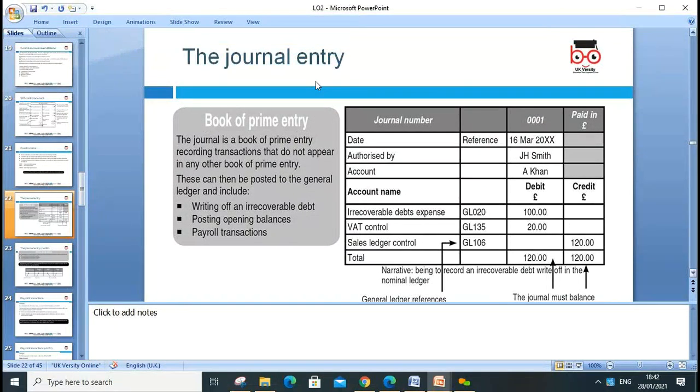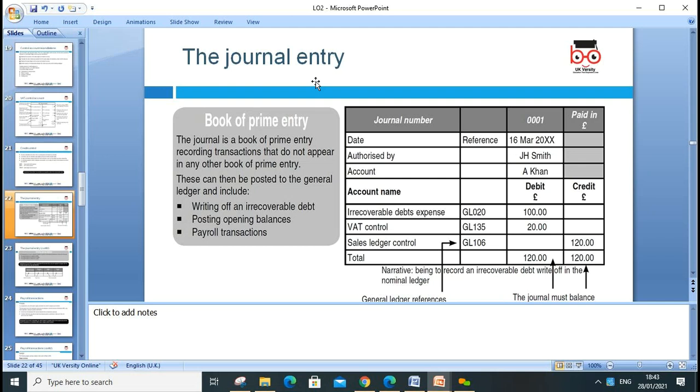Okay, next we're looking at the journal. The journal is called the book of prime entry, where we record the transaction, debit and credit. Like here, this is the journal. Irrecoverable means bad debts. We're not going to recover the money. It is £100, which is an expense for the business. There is £20 VAT that we're not going to get either. I was supposed to receive £120 overall. So I did my debit entry, I did my credit entry. Any question?